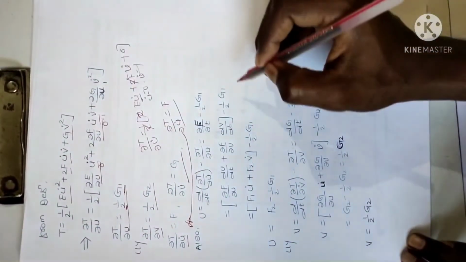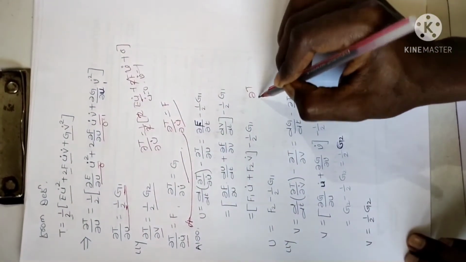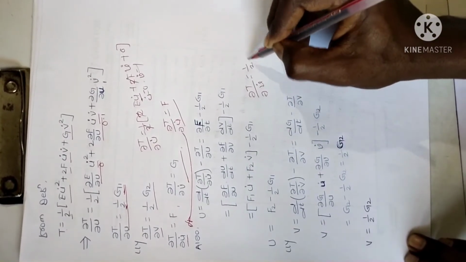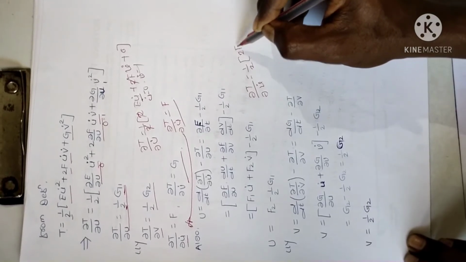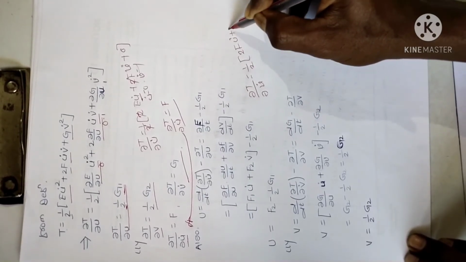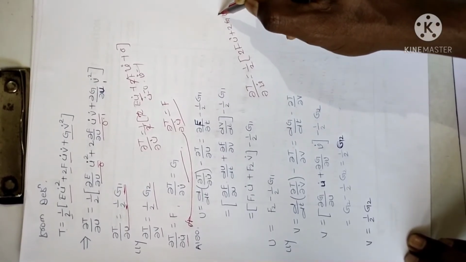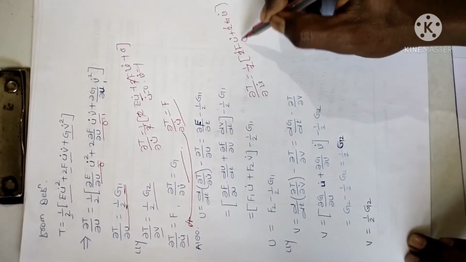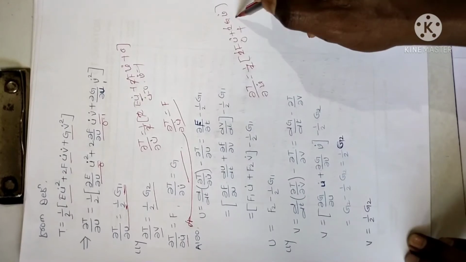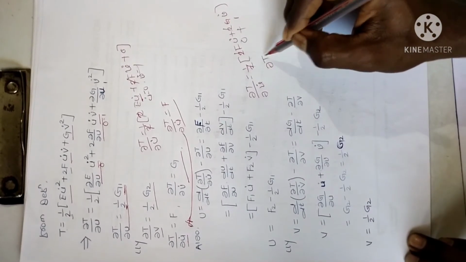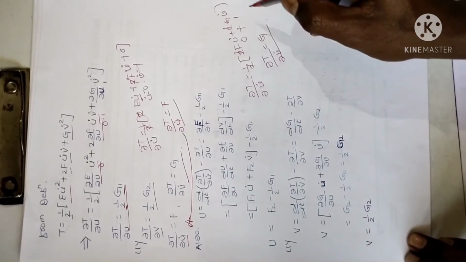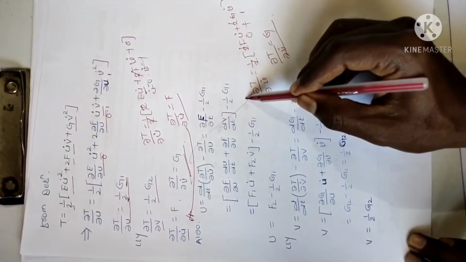This equation differentiate partially with respect to v dot is equal to half of 2F u dot plus 2G v dot. The 2s get cancelled, the value of u dot is 0, plus the value of v dot is 1. So ∂T/∂v dot is equal to G. So this is this.